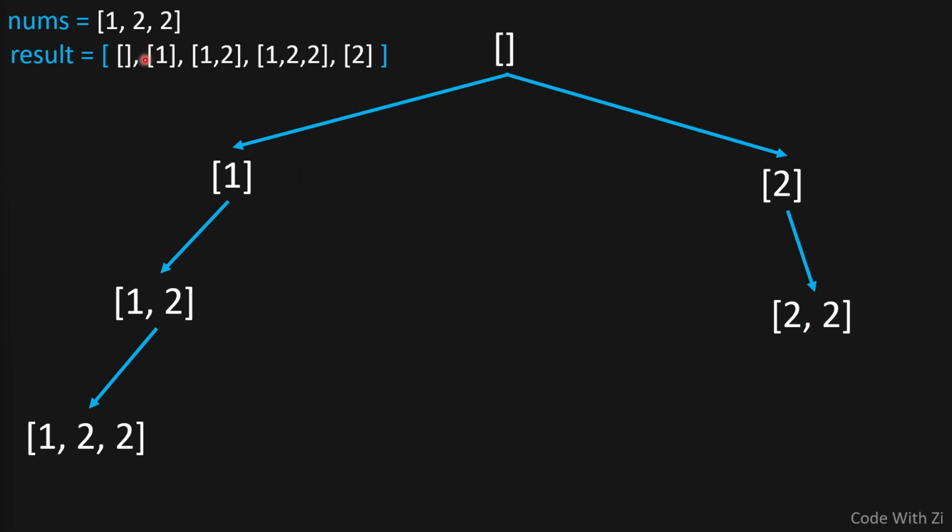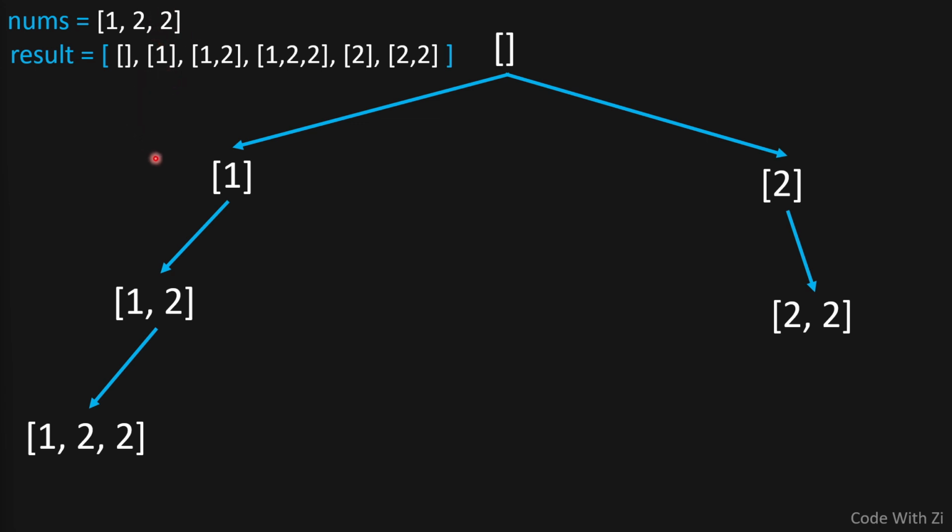We don't have any 2 and 2s here. So we're just going to add it to our result. Simple as that. And then we want to explore further, but there's nothing to explore. As you can see, we've already explored everything that came after our starting point.